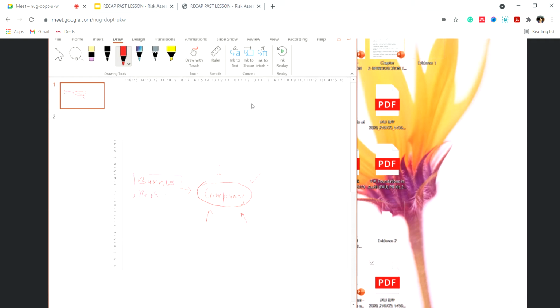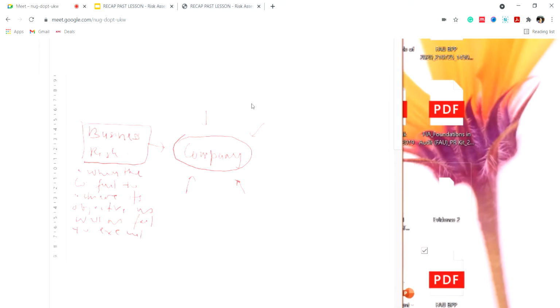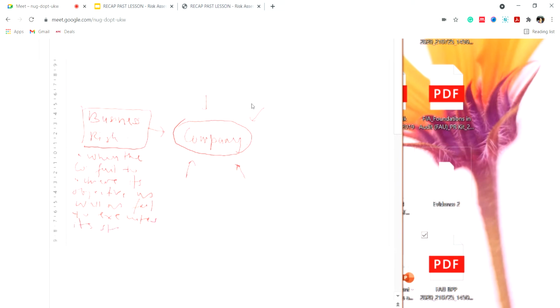Business risk, where we have looked at the definition just now, is when the company fails to achieve its objective as well as fails to execute its strategies. Another risk that is involved when preparing the financial statements of the company is audit risk.